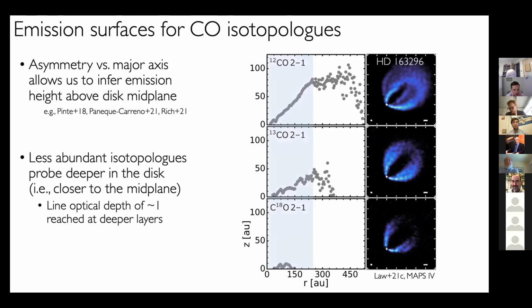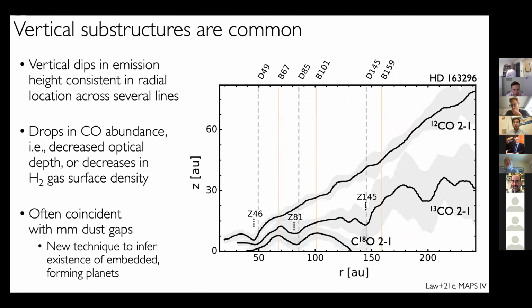And so this lets us do lots of things, but in terms of chemical substructures, we can actually zoom in now and ask the question, do we see variations? Are these surfaces very smooth? And it turns out we do see vertical dips in the emission heights here. So you can notice several here. There's one at 46 AU, there's one at 81 AU, and another at 145 AU. And these are generally consistent among the different lines that we're looking at here.